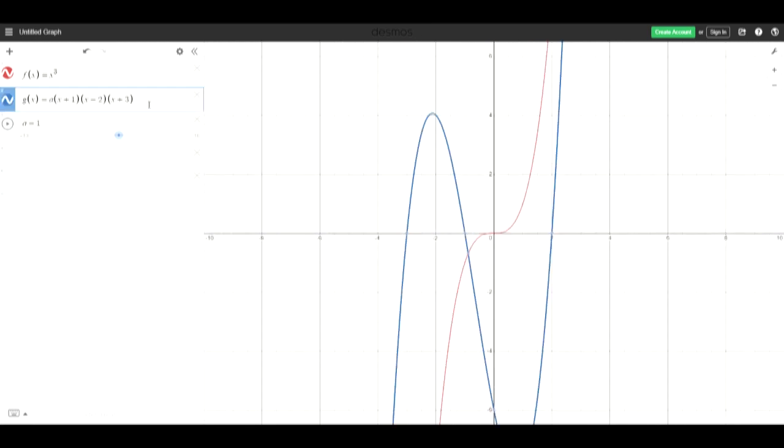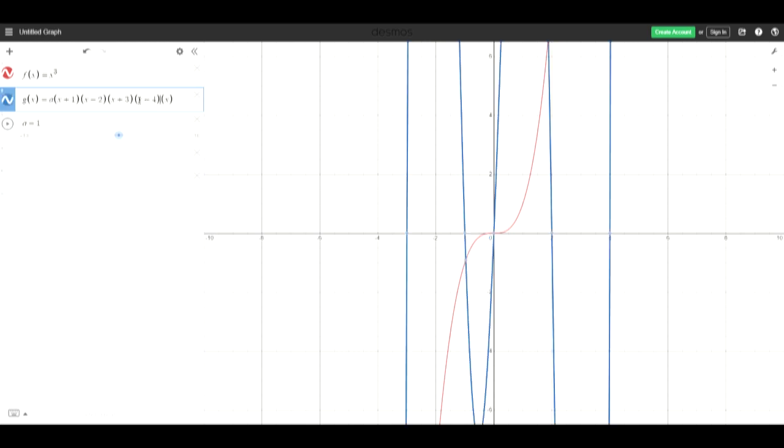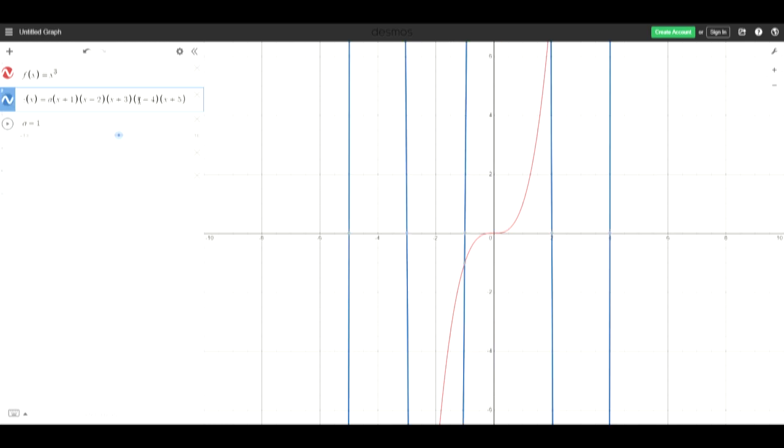So even if I add more in here, notice that I added 2 more, so I can have it to the 5th power. So if I have this to the 5th power, let's do -4 and +5. Okay, whoa, let's definitely zoom out. A lot of crazy things happening here. Zooming out, zooming out, zooming out.